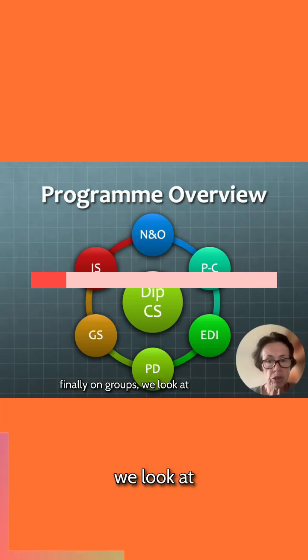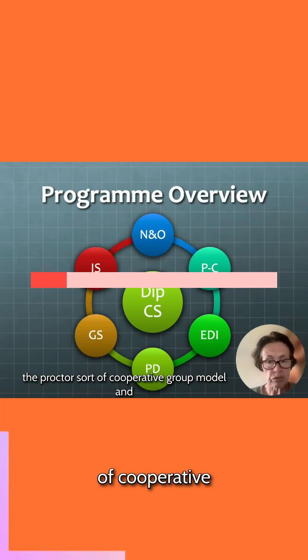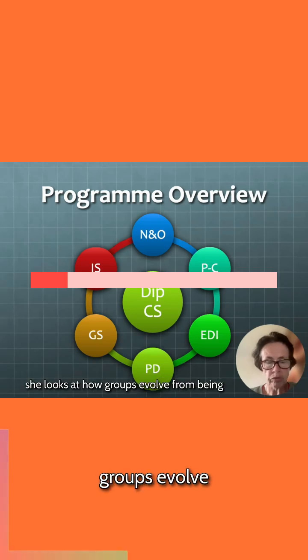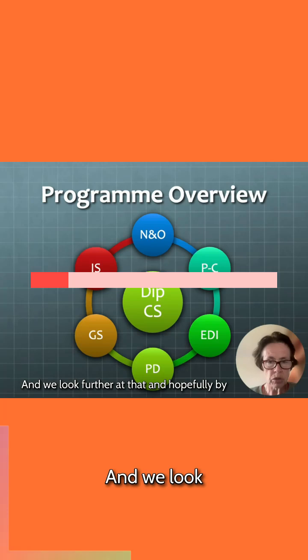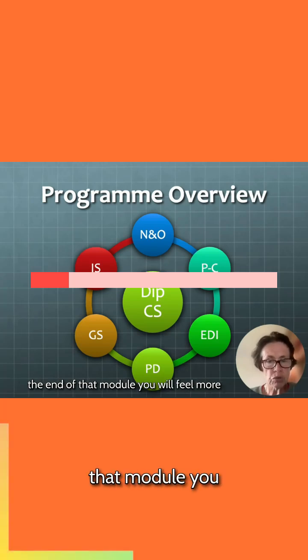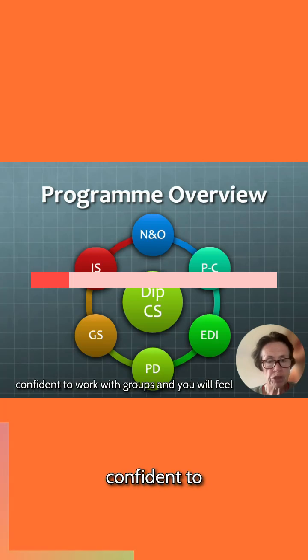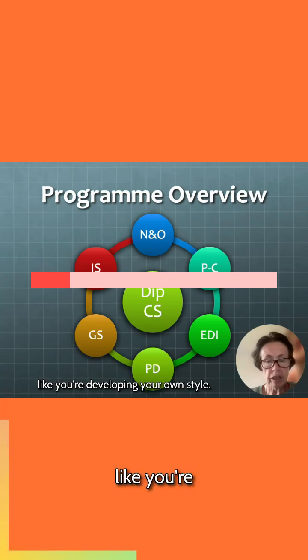Finally, on groups, we look at the Proctor cooperative group model, and she looks at how groups evolve from being dependent to independent and interdependent, and we look further at that. And hopefully by the end of that module, you will feel more confident to work with groups, and you will feel like you're developing your own style.